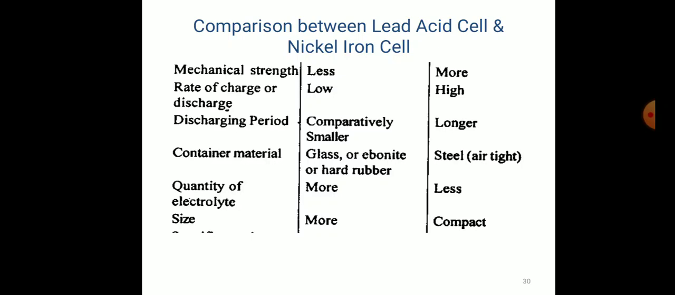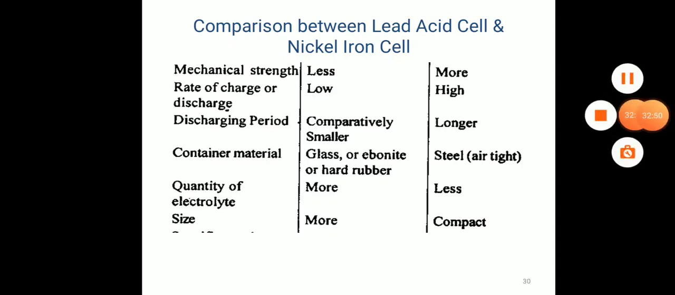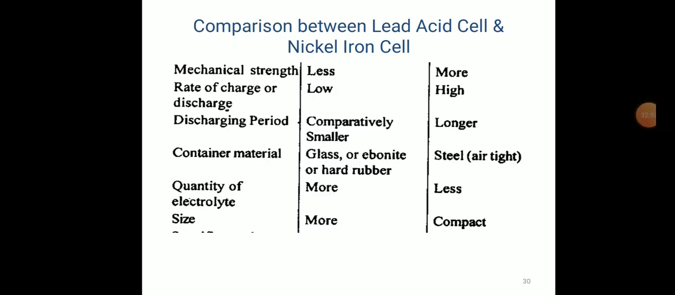In the lead acid cell, but in another one it needs less. Coming to the size, the lead acid cell is larger, and the nickel iron cell is comparatively low in size, or compact, we can see.